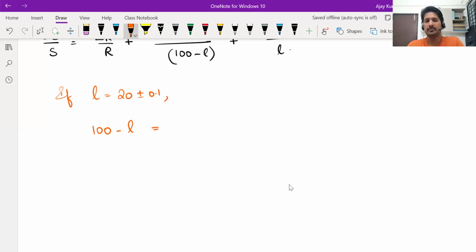How much is 100 minus L? It's quite simple. Don't think too much. Sir, is it 80 plus or minus 0.1? It will be 80 plus or minus 0.1.